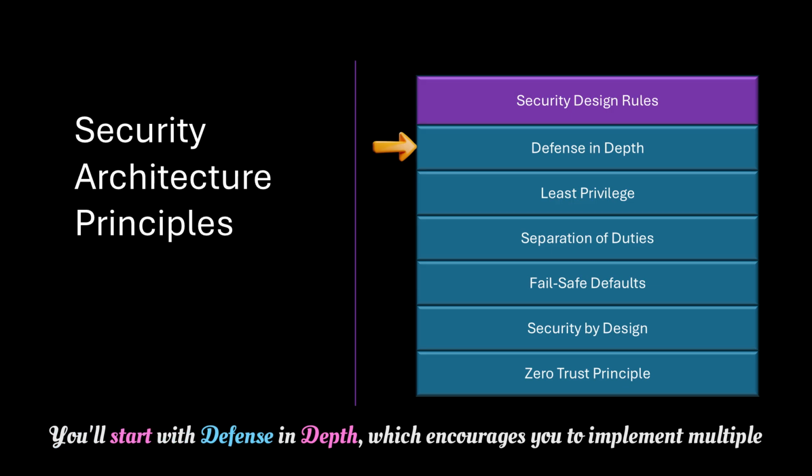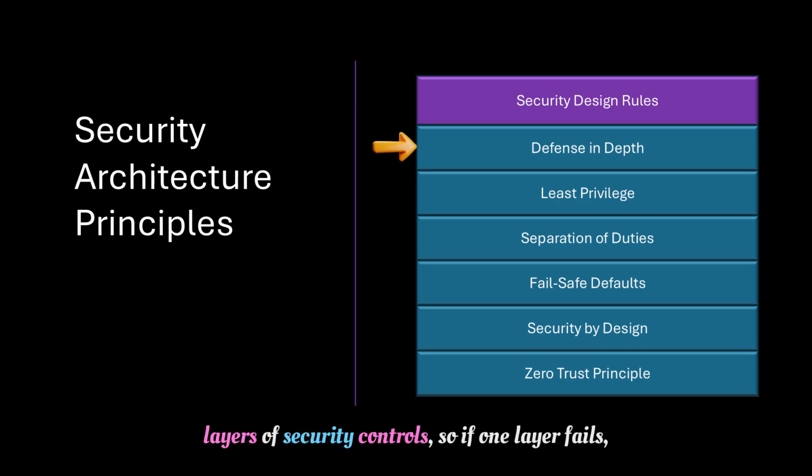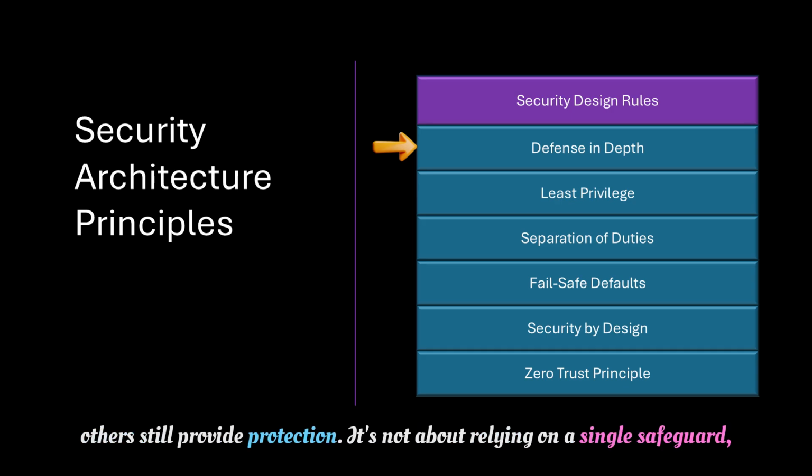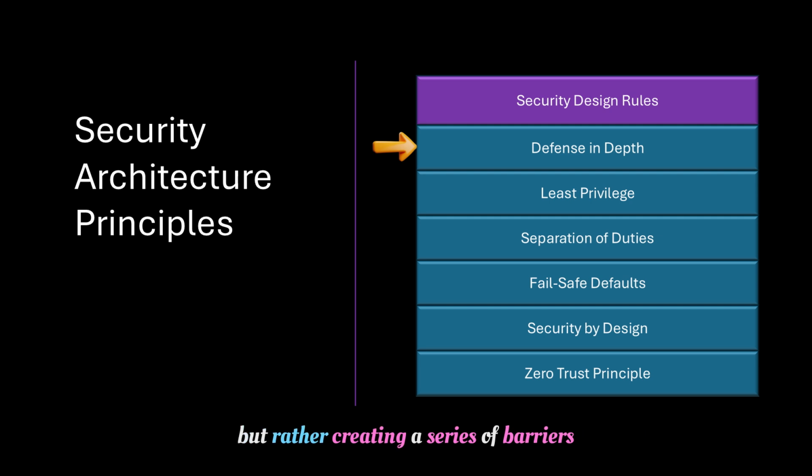You'll start with defense in depth, which encourages you to implement multiple layers of security controls, so if one layer fails, others still provide protection. It's not about relying on a single safeguard, but rather creating a series of barriers that slow down attackers and buy you time to respond.